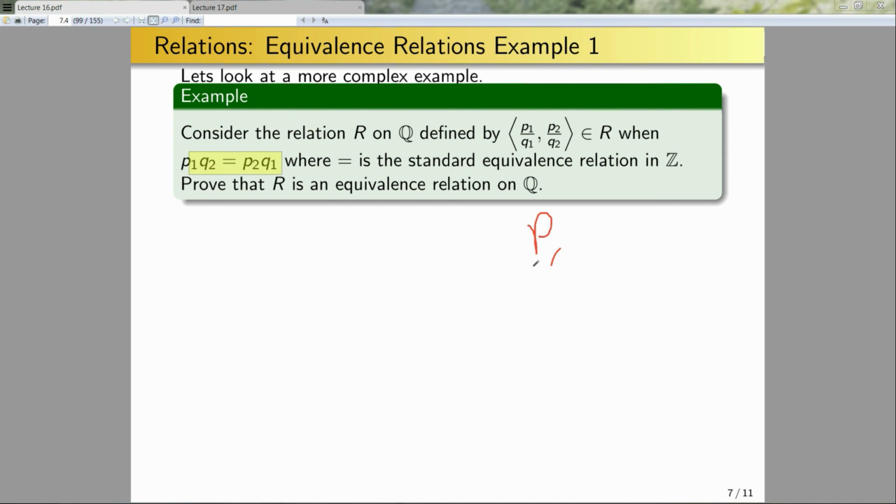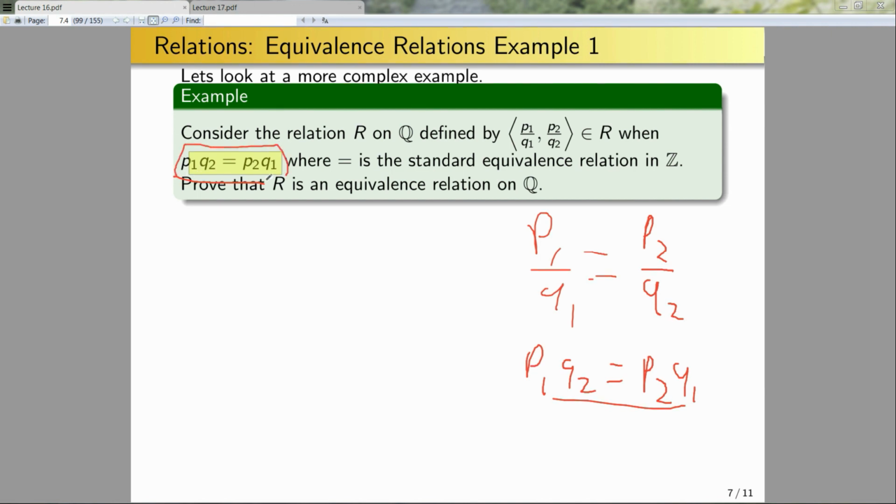If I have two fractions, p1 over q1 and p2 over q2, these two things will be equal if and only if I multiply both sides by q1 and both sides by q2, which would give me p1 times q2 is equal to p2 times q1. So this expression here is exactly what I'm requiring this relation R to do on Q. That's where this comes from, and this is the way that you formally define the rational numbers: two rational numbers are equal if and only if this statement here holds.